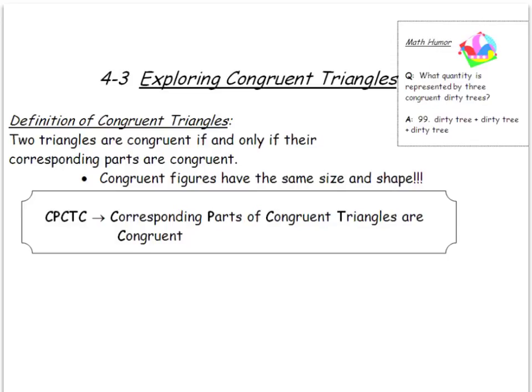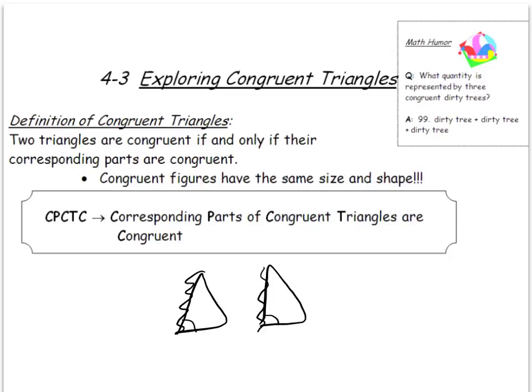Yep. All right, definition of congruent triangles. Congruent triangles are 2 triangles that are congruent if and only if their corresponding parts are congruent. That means the parts that match up. So if I've got 2 triangles here, corresponding parts would be the 2 sides that match up or the angles that match up. Okay? So in order for 2 triangles to actually be congruent, their corresponding parts have to be congruent. Congruent figures will have the same size and the same shape.